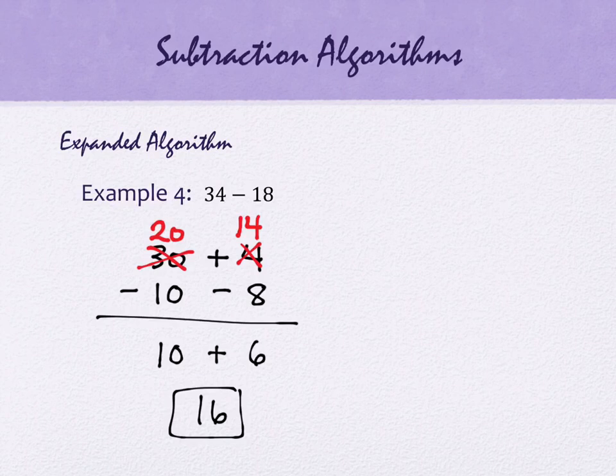Yeah? What is the subtraction in between the 10 and the 8 for? Because I'm actually subtracting these. It's 14 minus 8. So then what's the plus sign for? Do you mean between the 30 and the 4? Yeah. Because it was 34.